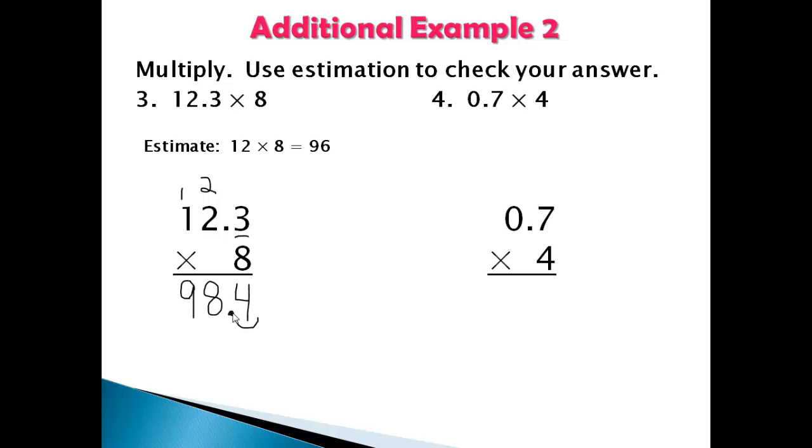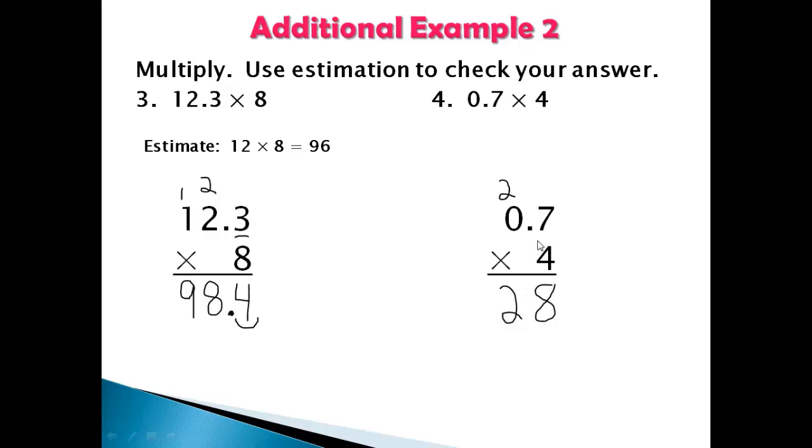Now for number 4, we have 7/10 times 4. So we're going to go ahead and multiply. 4 times 7 is 28. I'm going to write the 8 and carry the 2. And 4 times 0 is 0, plus 2 is 2.